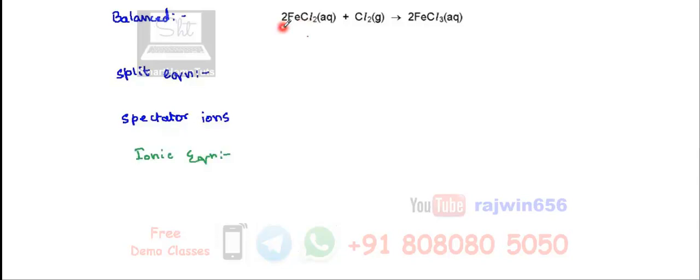Now how are we going to split FeCl2? First of all, what is the oxidation state of Fe in FeCl2? The oxidation state of Fe is going to be Fe2 plus. Chlorine oxidation state is -1. So if I exchange these valencies or oxidation states, this 1 will come here and this 2 will come over here. The formula is going to be FeCl2. So the oxidation state of Fe in FeCl2 is Fe2 plus.